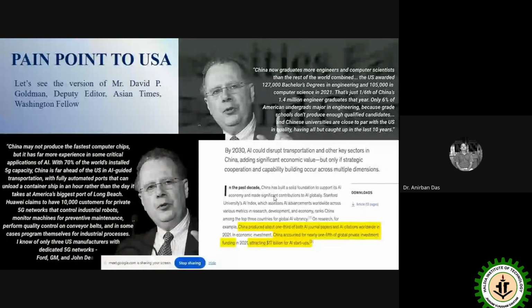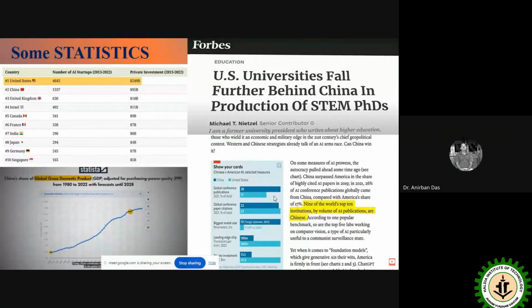Okay, so in spite of that, China is far and far ahead with AI-guided different missions. And if you see the STEM PhDs, China is far and far ahead of the US. So basically, nine of the world's top 10 institutions by volume of AI publications are from China.